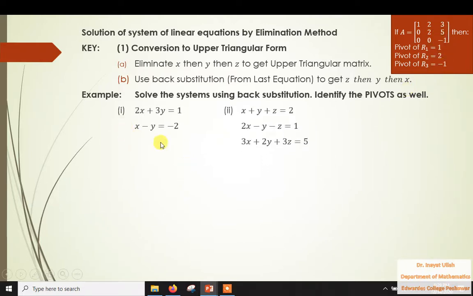So these are two questions. This question is about two equations and two variables, and this one is three equations and three variables, and we need to use back substitution. Back substitution means we need to convert to upper triangular form. We need to eliminate x first. If we take this first part, we need to eliminate x from these two equations. How could we eliminate x?